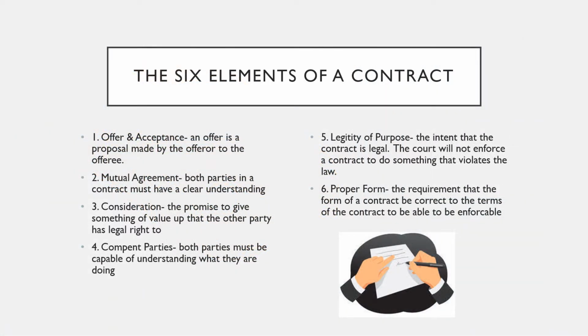The 6 elements of a contract. First is offer and acceptance. 2 is mutual agreement. 3 is consideration. 4 is competent parties, which means both parties have to understand what they are doing. 5 is legitimacy of purpose, and 6 is proper form.